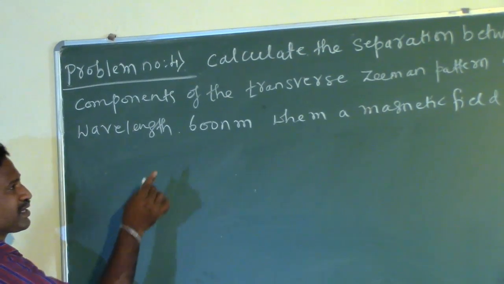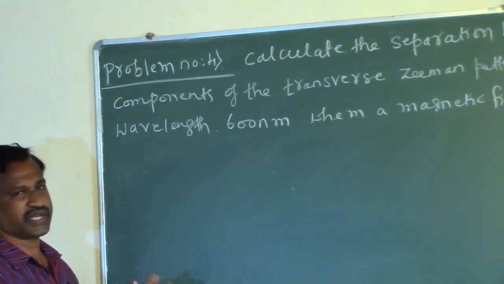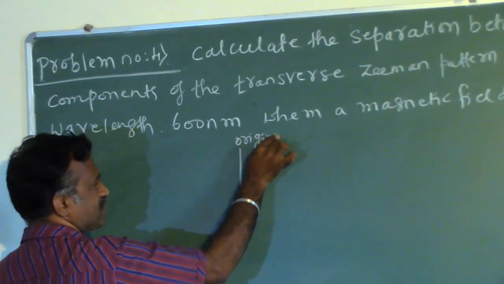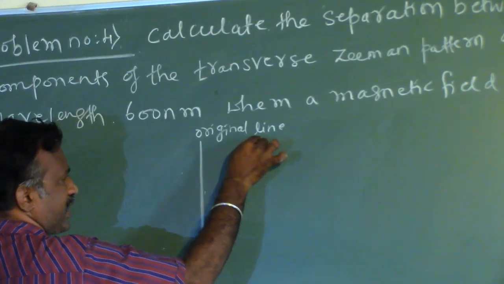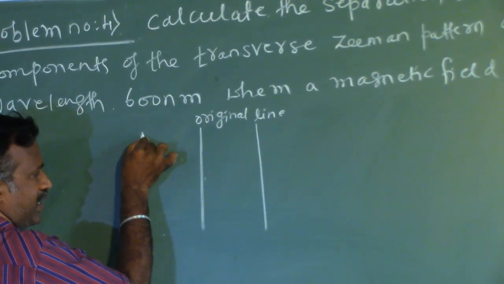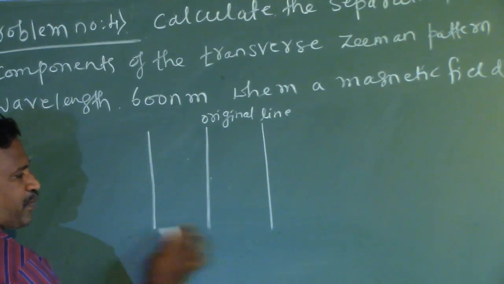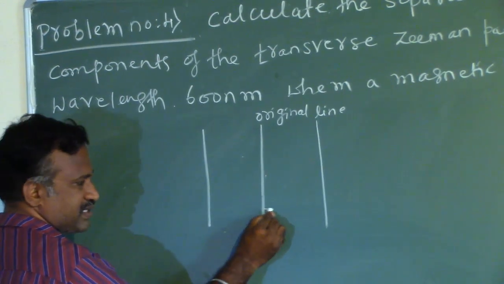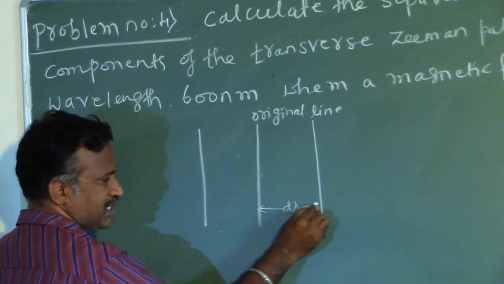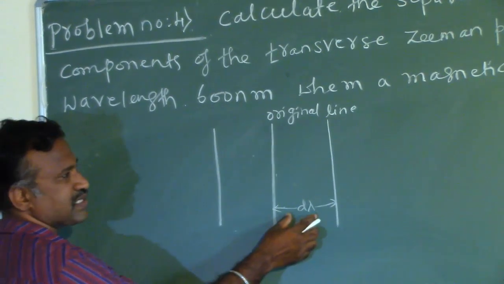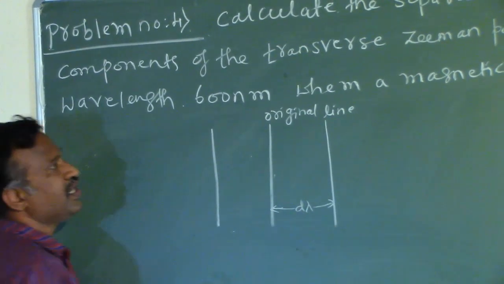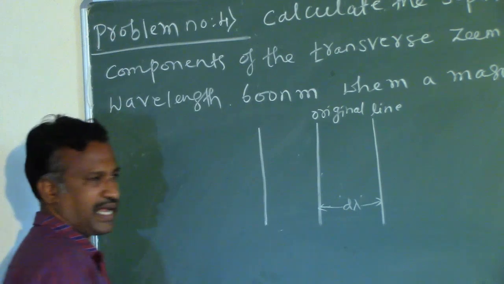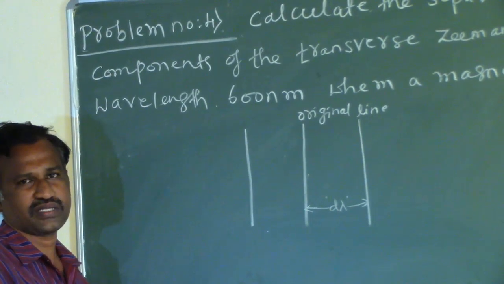What we need to calculate is the separation between the consecutive components. Suppose this is the original line, and here we have one spectral line, and here we have another. These are the two components of the spectral line, the Zeeman splitting. The separation between the original line and a Zeeman component is what we call the separation between the two consecutive components of the transverse Zeeman pattern. So we have to calculate d lambda, that is, indirectly they are asking us to find the Zeeman shift.